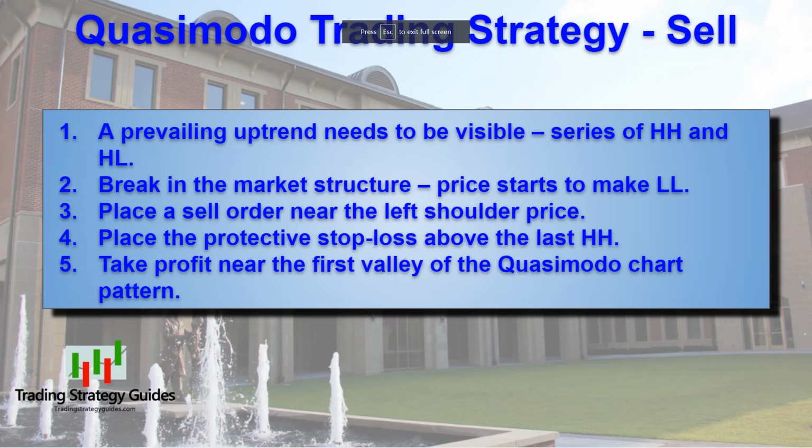The Quasimodo trading rules for sell signals can be summarized as follows. Number 1, a prevailing uptrend needs to be visible in the form of a series of higher highs and higher lows. Number 2, the break in the market structure, the price starts to make lower lows. Number 3, you'll place a sell order near the right shoulder. I would probably use a limit order in the right shoulder zone. Number 4, place the protective stop loss above the last higher high or the center peak. And number 5, take profit near the first valley of the Quasimodo chart pattern.